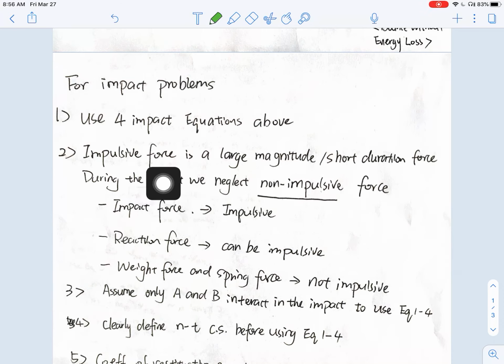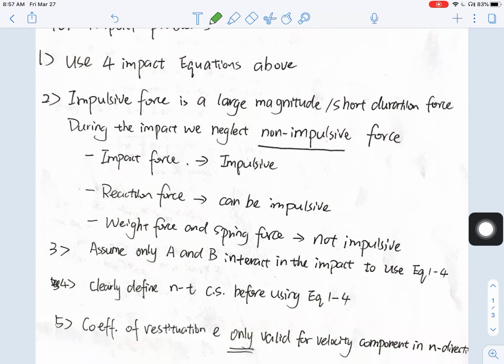Second, an impulsive force has a large magnitude but a very short duration. During the impact, we usually neglect the non-impulsive forces. The impact force, of course, is an impulsive force because it has a large magnitude and short duration. Reaction forces can sometimes be impulsive, but we will talk about that later when we have examples. But for weight force and spring force, always remember they're not impulsive.